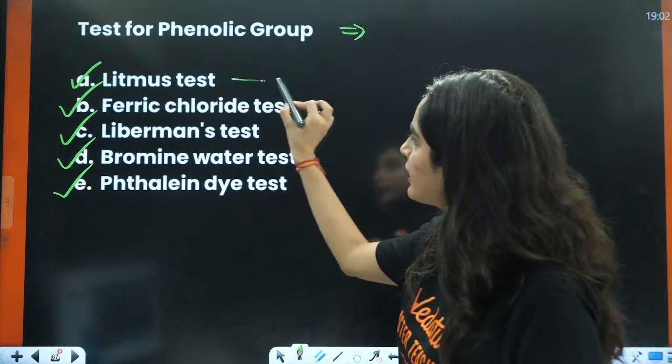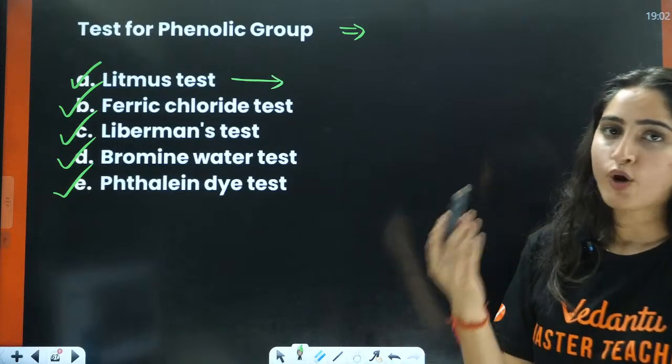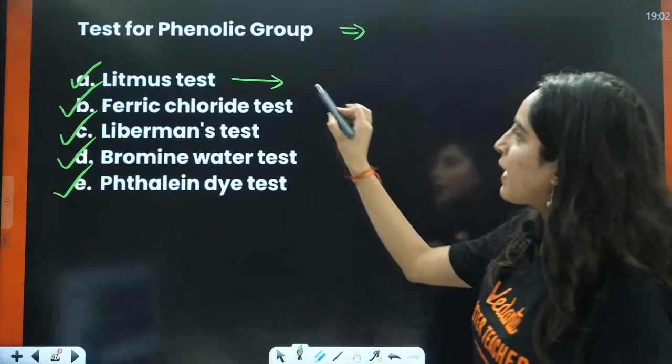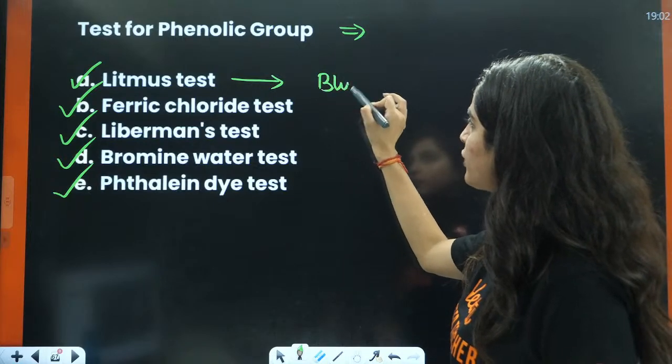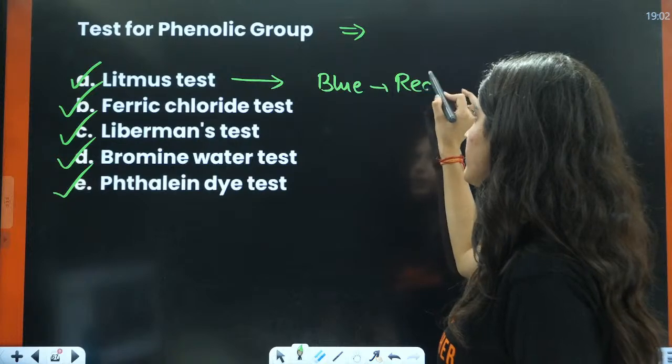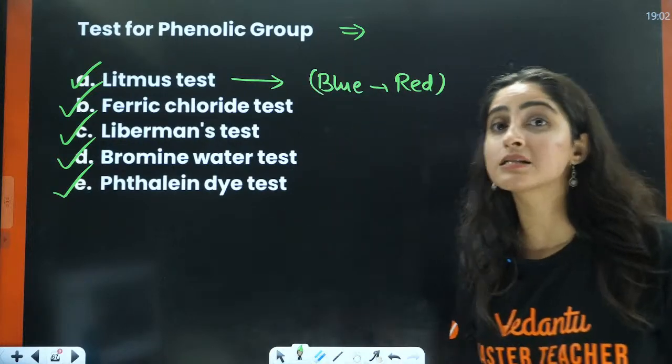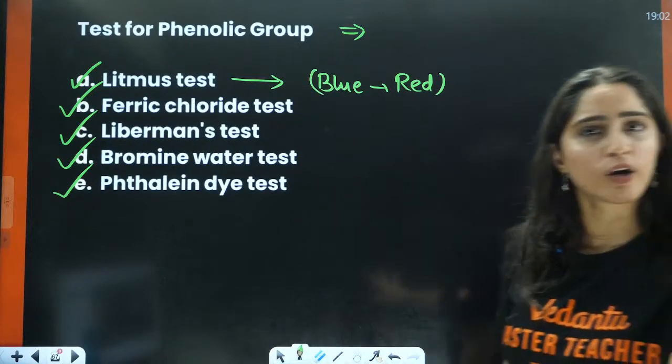If you talk about the litmus test, phenol is an acid, right? That is why it will convert blue litmus paper to red. Blue litmus paper will be converted into red. That is the litmus test. Very simple, they will not ask you this.